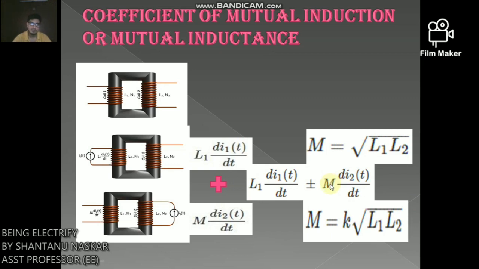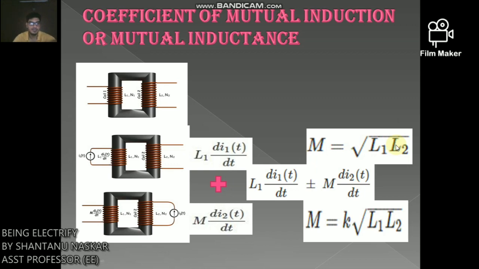Now mutually induced EMF may be either additive or subtractive. That's why we put the plus minus situation, depending on the polarity of the coil. The expression of M is root over L1 L2.